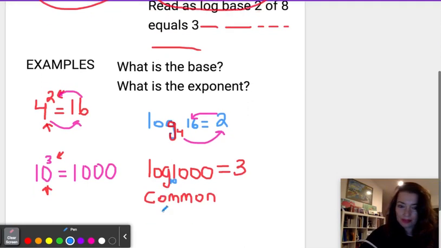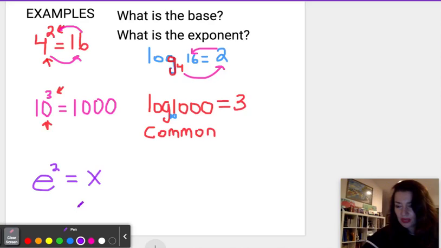Let's try another example. All right, here I have e squared equals x. You could be missing any variable from an equation. So let's go ahead and ask, what is the base? The base is e. What is the exponent? The exponent is 2. This is actually called a natural base e. And so I'm going to write it in log form. But we also have a special case when the base is e.